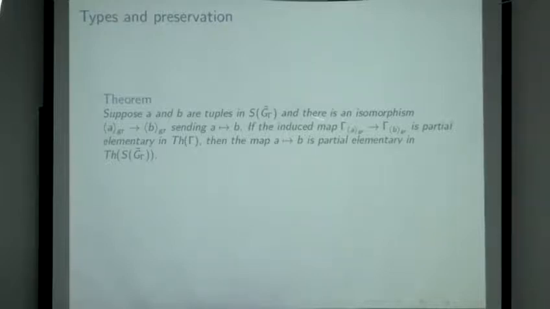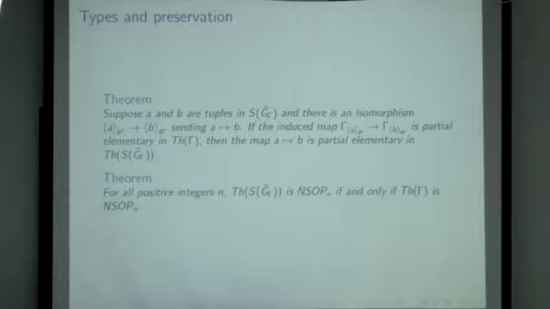And I ask the question, is that partial elementary? If that's partial elementary in the theory of the graph, then actually the map that sends A to B is partial elementary in the theory of the inverse system. So this tells you exactly how to analyze types in the inverse system. All you have to do is understand types in the graph and the quantifier free type in the inverse system. What did you say, quantifier free? Well, because the quantifier free type is encoded by the isomorphism type of the substructure generated by the tuple.